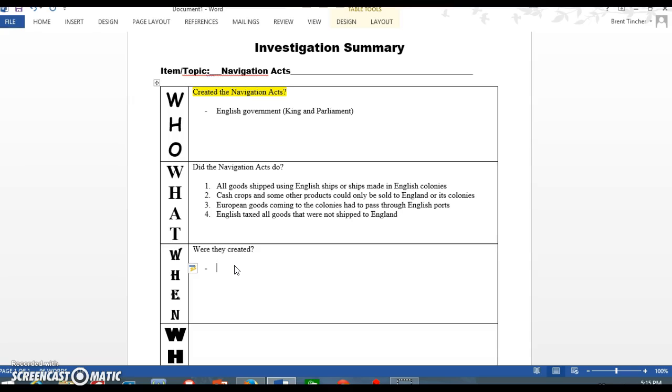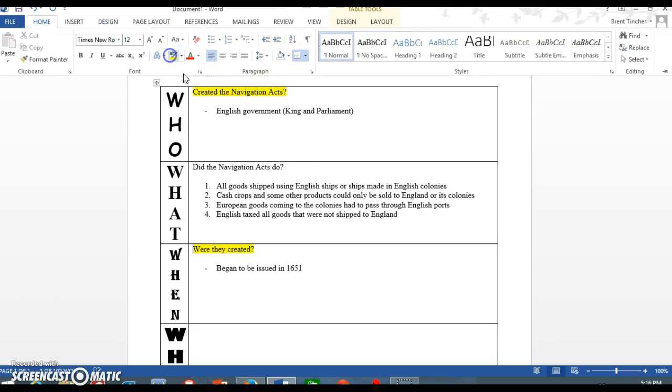That means that they weren't all, each of these 4 parts, created possibly in the same year in 1651. They could have been passed in 1652, 1654. What we know, though, for a fact, is that they began to be issued or passed in 1651. So what we'll do is say something along the lines of "began to be issued in 1651." So it's clear that they're going to be continuing after the year of 1651. Again, to make sure my notes are all uniform, I've got to go back up here and make sure my questions are highlighted.